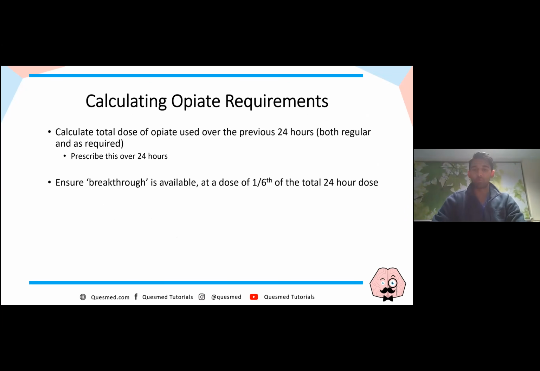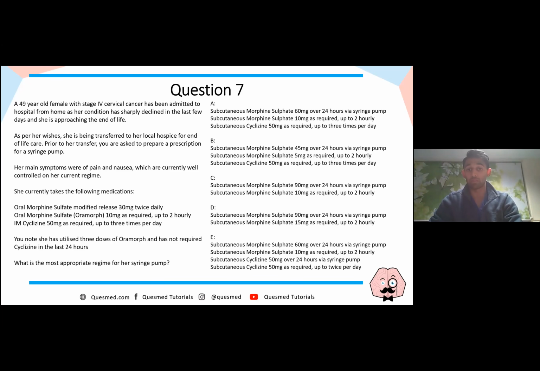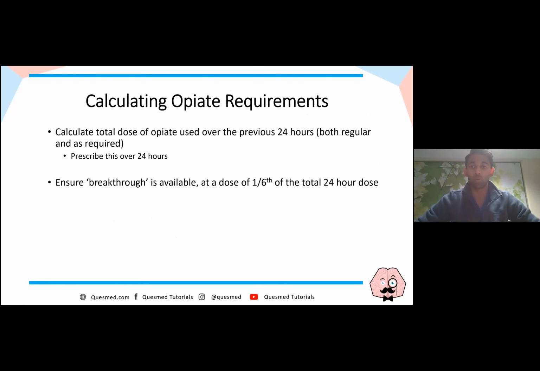Okay. So if we just read the vignette, this is about a regime for her syringe pump. Okay, and she's already on some medications, morphine and cyclizine. Okay, and then it tells you a little bit about their usage. So when it comes to opiate analgesia, the first thing you need to recognize is the total dose, both regular and breakthrough, are important for calculating your requirements. Now there's no hard and fast rule, but in general, if somebody is using that breakthrough 3, 4, 5 times in a day, that is an opportunity for you to calculate their opiate requirements. And when you do that, you combine regular and breakthrough.